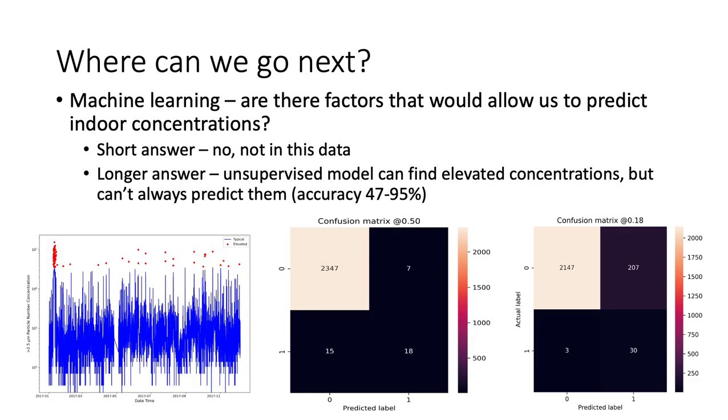So we have all of this data. What else can we do? We tried a bunch of both supervised and unsupervised machine learning models to see if we could predict these particle concentrations based on, for example, household factors. We tried a lot of different things, and the short answer is we couldn't do that. We were not able to get a model that offered a lot of explanatory potential based on the building factors.